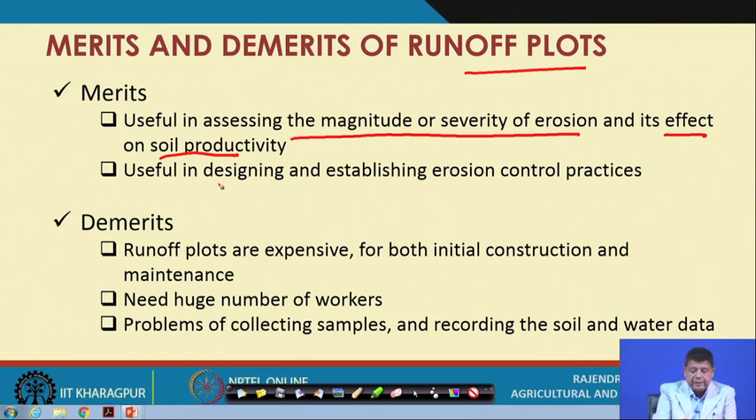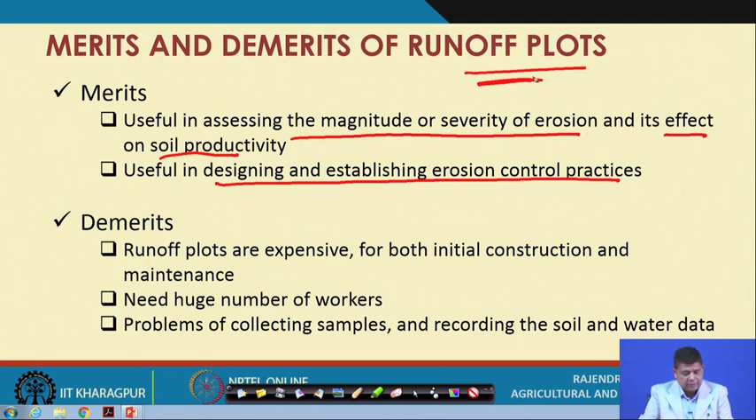And they are useful in designing and establishing erosion control practices. We already discussed why we need to measure soil loss. So, obviously, whenever we have to design any kind of conservation practice or evaluate any kind of conservation measure that is already adopted, then we always need measured soil data, and for that runoff plots are the best place to find it.